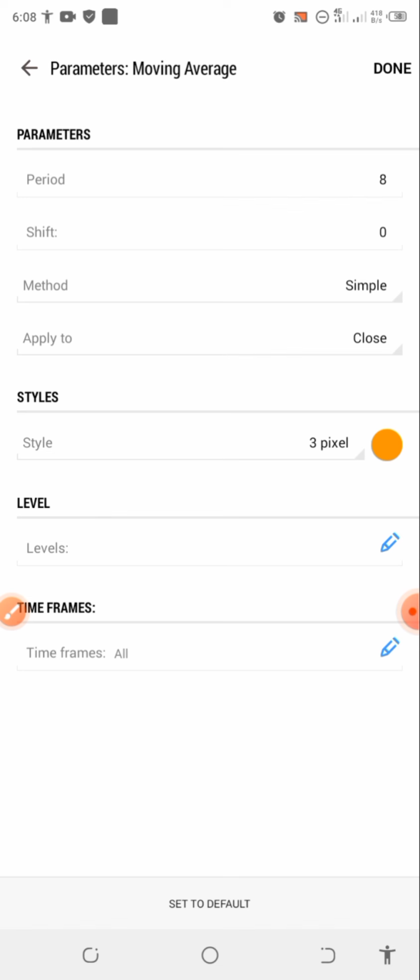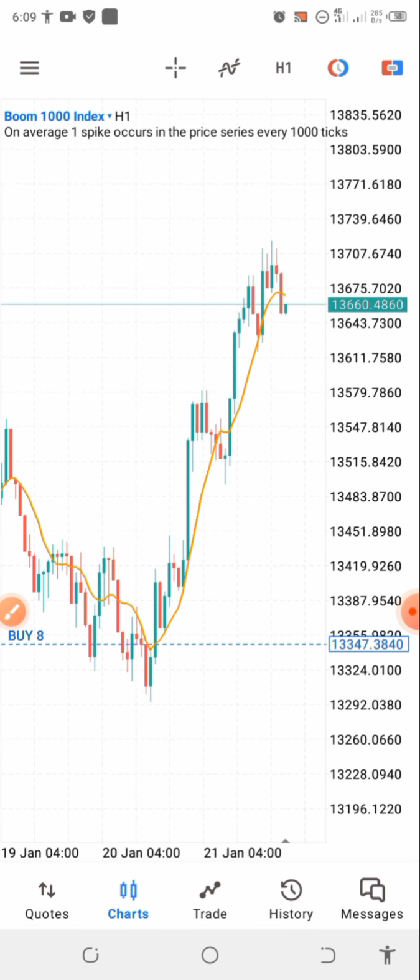So the first moving average that we need, the parameter is going to be period is 8, shift is 0. The method is simple, apply to close, and this time I'm going to be using gold color. When it's set up like this, we click on done, and then we are going to have your indicator right in your chart.